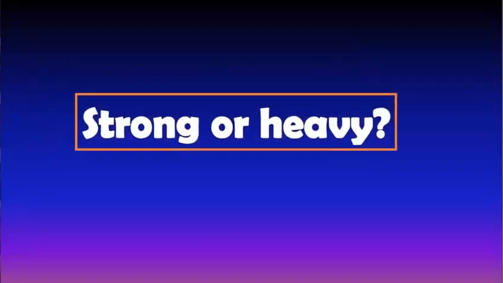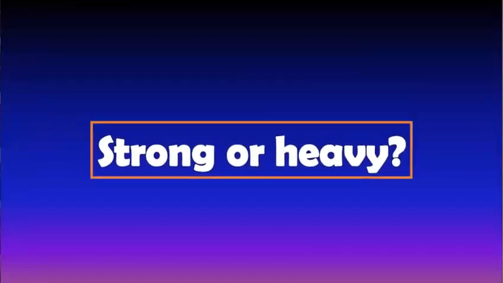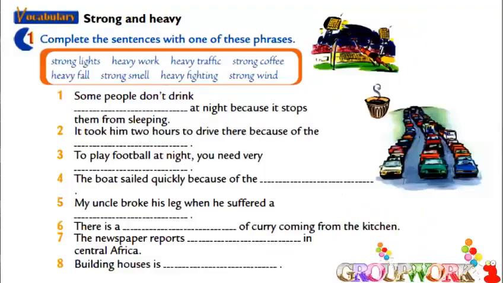Now let's talk about the difference between two adjectives. The first one is strong, the second one is heavy. Some words come with strong and some words come with heavy. Now read this, and complete these sentences with one of these phrases: strong lights, heavy work, heavy traffic, strong coffee, heavy fall, strong smell, heavy fighting, and strong wind.